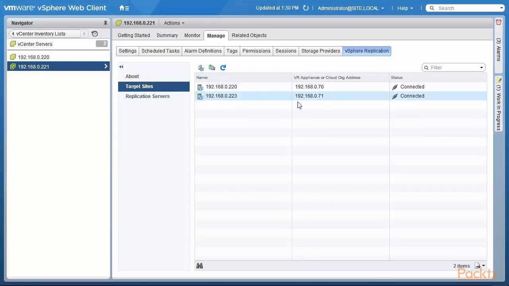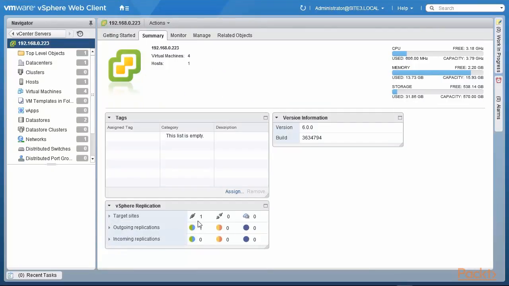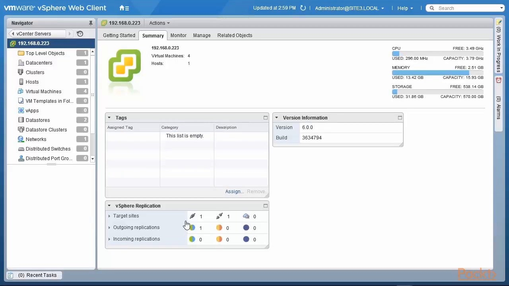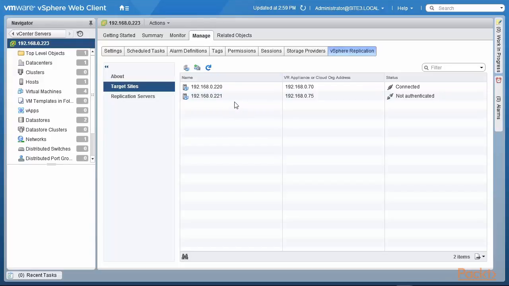Now let's go to branch 3 and see what it looks like from there. This is branch 3. We look at the target sites. It's interesting that it shows only one site so far. Let's click on this and see if this changes. It still has one site. Let's look at manage. And here it shows that we are not authenticated to branch 2. So what we have to do is to authenticate ourselves to branch 2.